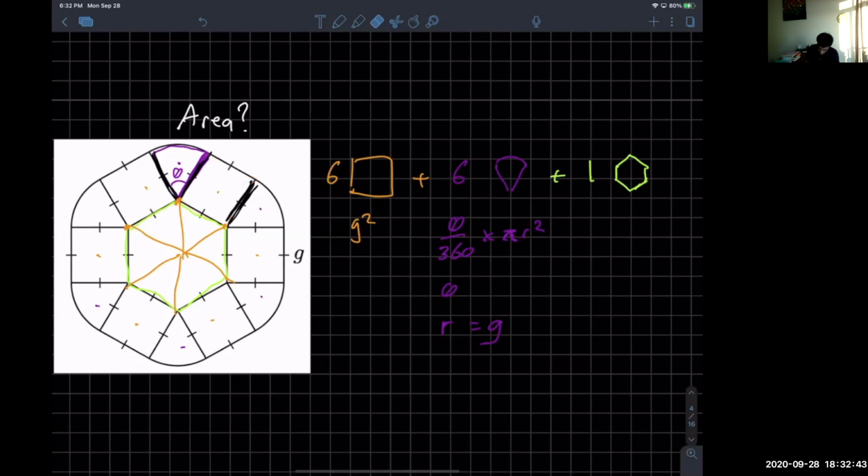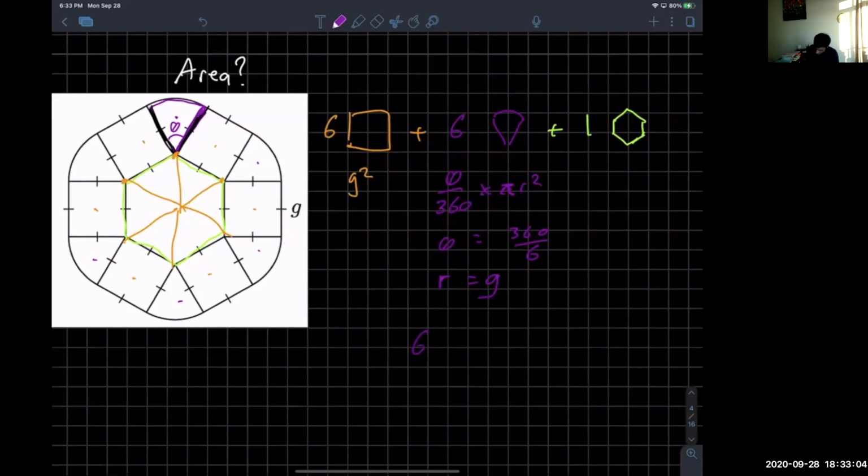So let me remove all this. So then what does this theta become? Well, you don't really need it, because you just have a circle. So the area is pi r squared. Or if you must, then you know that theta is equal to 360 divided by 6, right? So then you have 6 times 360 divided by 6 divided by 360 times pi r squared. Is that correct? Yeah. So 360 cancels, 6 and 6 cancel. So you're just left with pi r squared, okay?